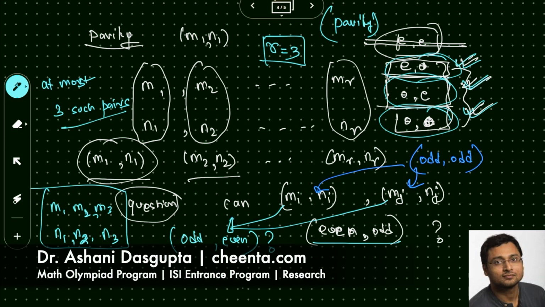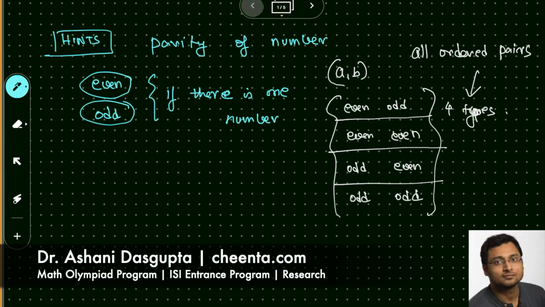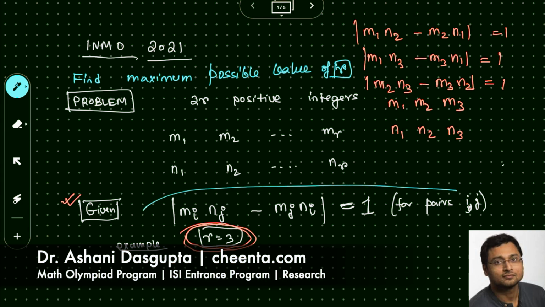Find me examples of 3 numbers m1, m2, m3 and 3 numbers n1, n2, n3 such that the condition of the problem holds. Okay?